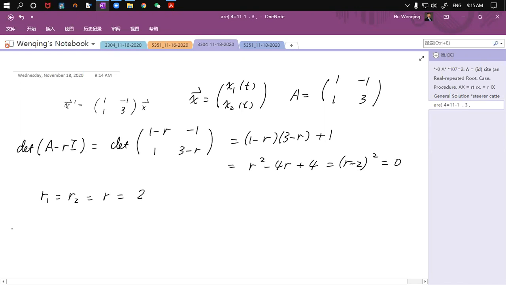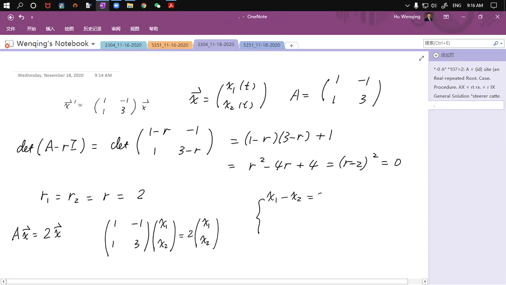Is that good, everybody? Okay, so then you look for eigenvectors. The first eigenvector is according to the equation A x equal to 2 x. So that's the matrix A, 1, minus 1, 1, and 3, multiplied by x1, x2, equal to 2 times x1 and x2. So that's a simple linear system of equations. x1 minus x2 equal to 2 x1, and x1 plus 3 x2 equal to 2 x2. The first equation gives you x1 equal to minus x2, because you move this x1 to the right. The second equation tells you that x1 plus x2 is 0, which is the same as the first equation. So you can just take the vector x to be 1 and minus 1.